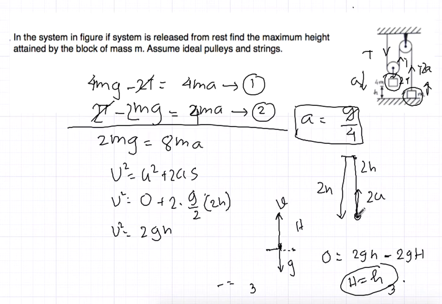So what is the total height attained by this body? First it goes 2h and then another h. So the total height it will go before stopping is 3h. Pretty interesting problem. If you have any problem in understanding this problem, please contact me.